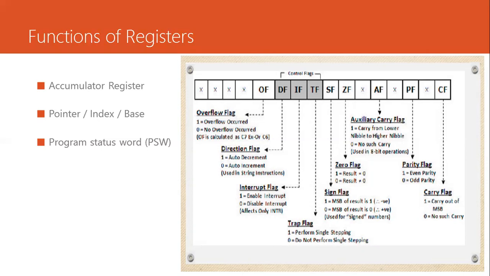If it is set to 0, then we are moving from lower addresses towards higher addresses. And when this is set to 1, then we are moving from higher addresses towards lower addresses. This is especially useful with string operations such as copying strings and comparing strings. These are the control flags. Control flags are used for various activities.